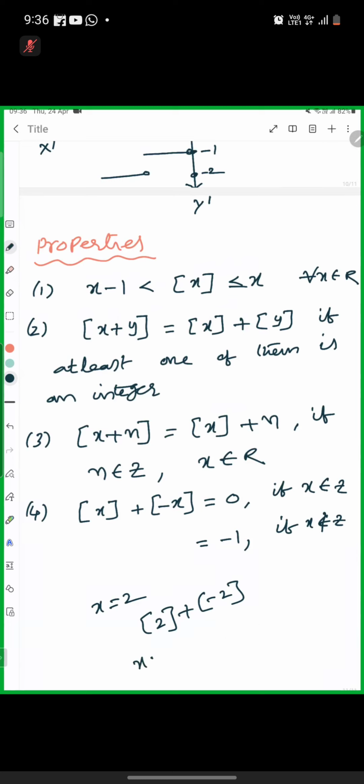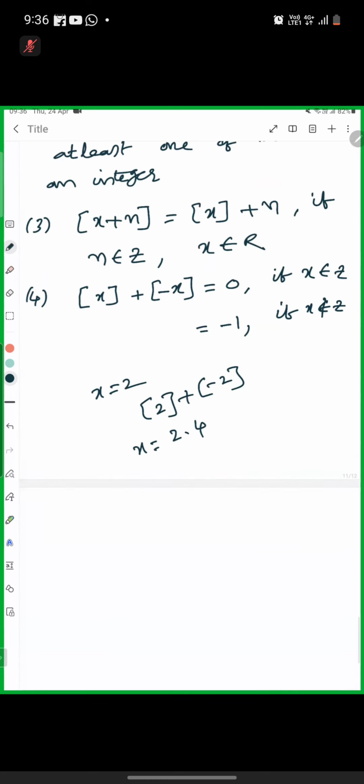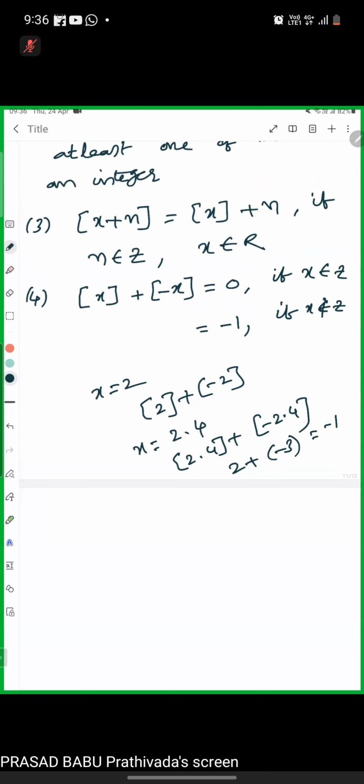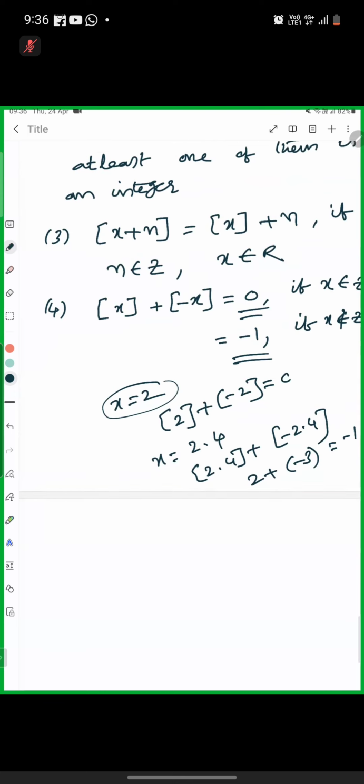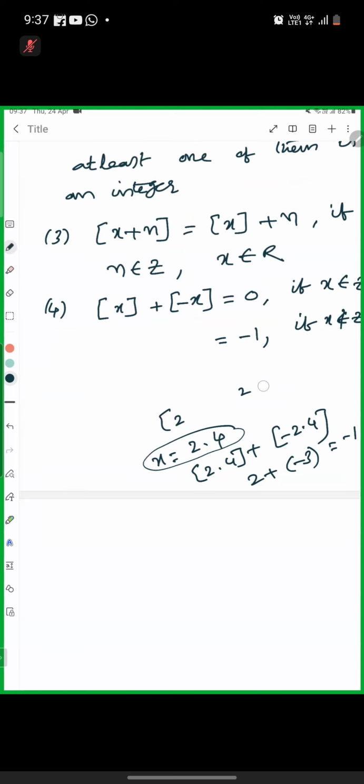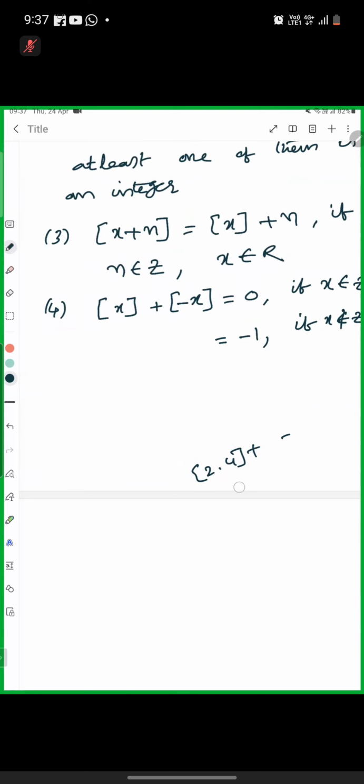Now let us take x as 2.4. What is the integral part of 2.4? 2. Integral part of minus 2.4? Minus 3. Now what is the sum? Minus 1. That's what I wrote. If x is an integer, this sum is 0. If x is not an integer, this sum is minus 1.